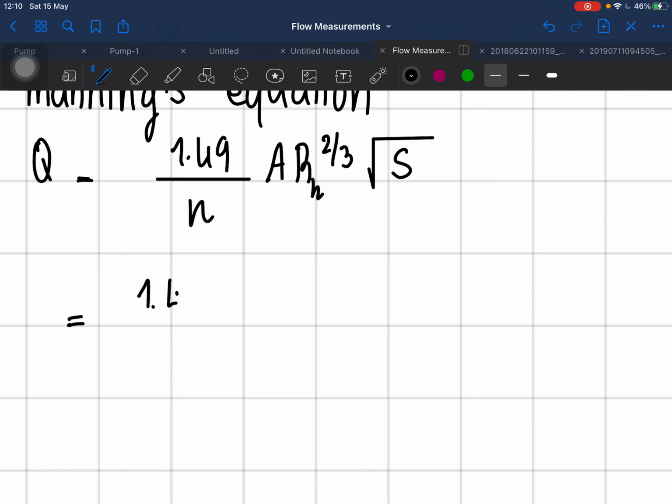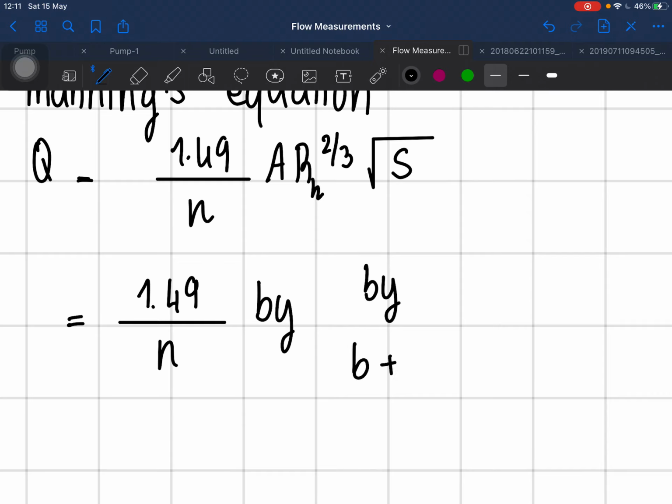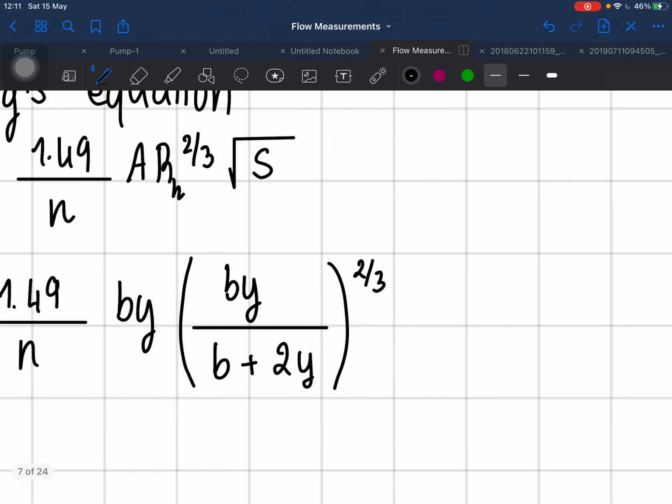It's okay, so the prefix is always the same, and then we can substitute it as by. B is the base and y is the height for the area of the rectangle, and the R_H is by over b plus 2y. I mean the height of the wetted part. Then 2/3 and square root of S.